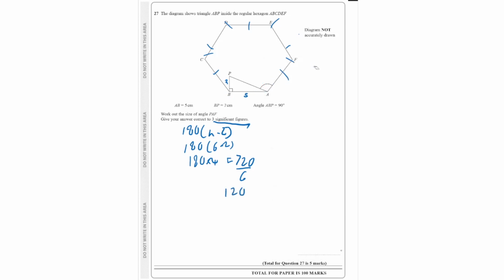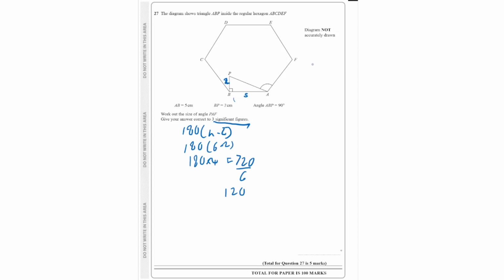So what does that mean? Well, here we can see that this whole angle is 120. If we can find this angle within the triangle and subtract that from 120, we can find what angle PAF is. So, first off, I can see we have a right angle triangle, which is given to us as the base being 5 and BP being 2.